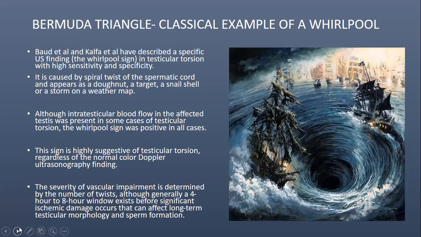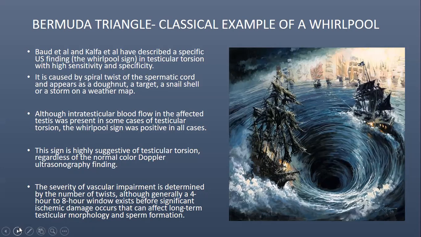Sailors, whenever you come near it, it takes you inside, but you can see that it's a spiral twist of maybe water or something. That's why I also use the example of a toilet: whenever you flush, the water moves in concentric circles until it disappears inside there. So this is what I'm talking about, okay? So the number of twists determines the severity of vascular impairment.